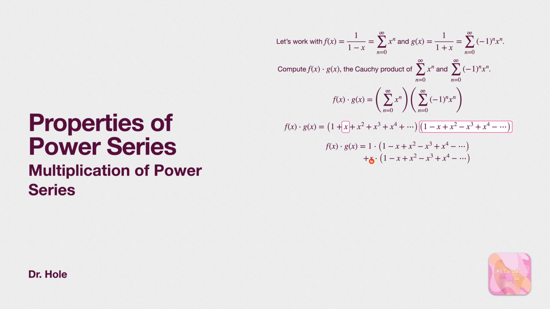So here we have x, the second term in the first series, multiplied by the second series. And repeat. And so on and so forth. All right.